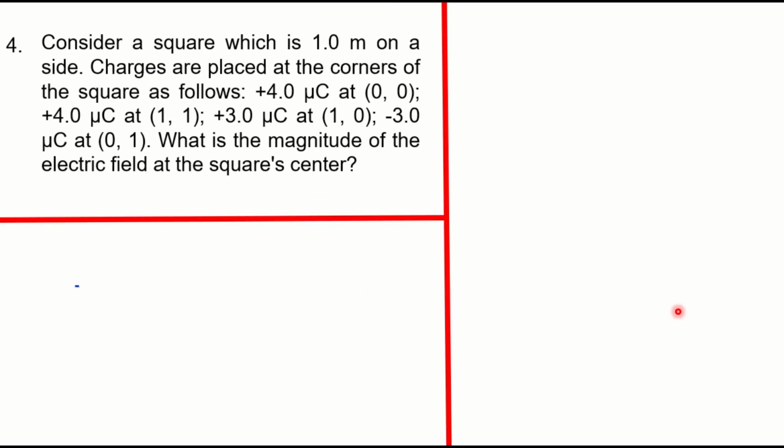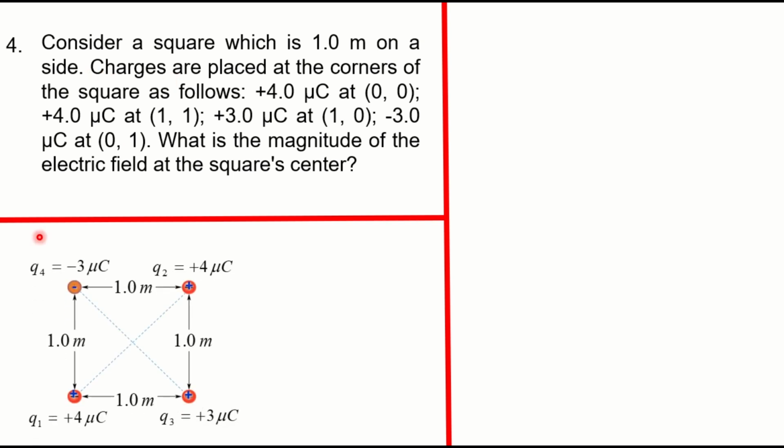Okay, now question number 4. It says, consider a square which is 1.0 meters on a side. Charges are placed at the corners of the square as follows. So we have a square and there are 4 charges, Q1, Q2, Q3, and Q4. These are the coordinates given, so when we show it here, it will look something like this.